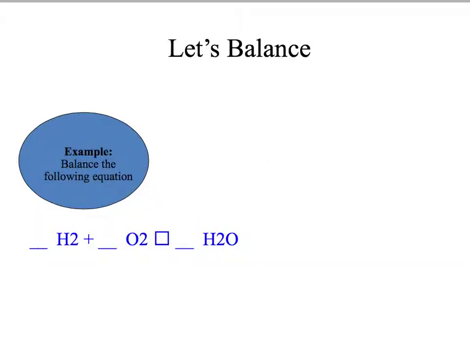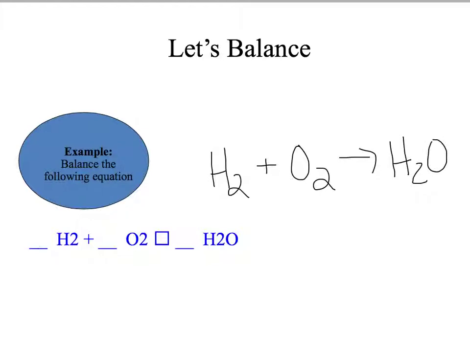All right, let's try this one. This is a simple one. H2 plus O2 makes H2O. Notice they didn't give you states of matter, so we're not going to worry. However, you pretty much can figure these out. If you look on the periodic table, hydrogen's a gas, oxygen's a gas, and water is a liquid. You know that at room temperature, that's what water is.